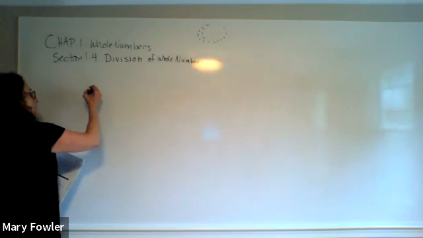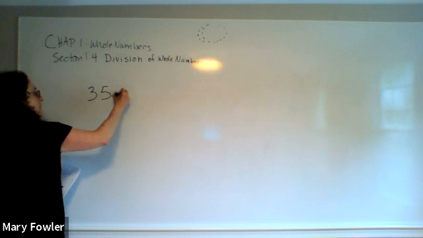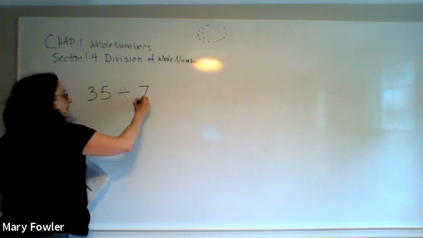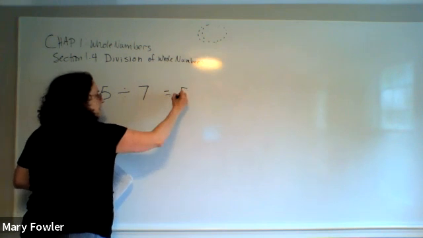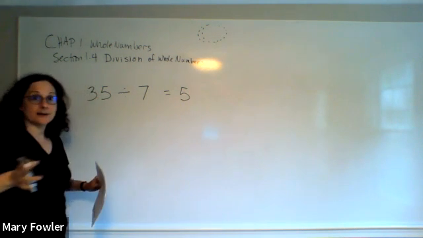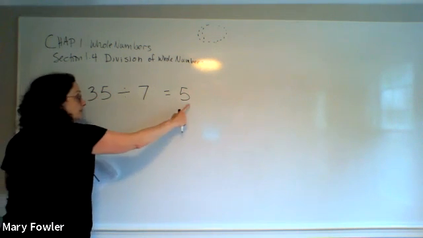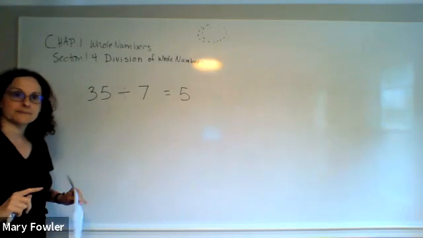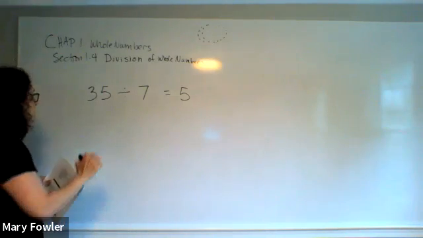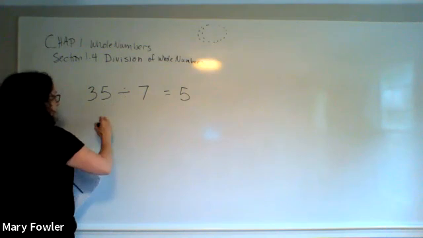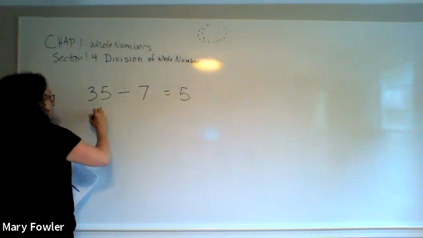Okay, so I'm going to look at 35 divided by 7, and that's equal to 5. And by the way, I know that because 7 times 5 is 35. I'm going to talk about division checking in just a moment.